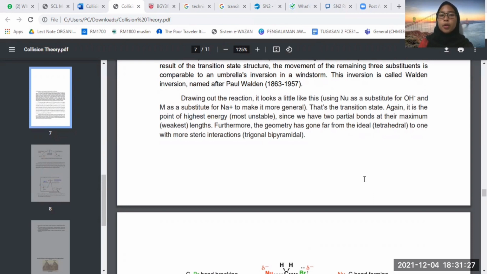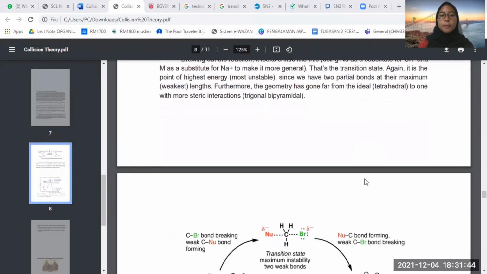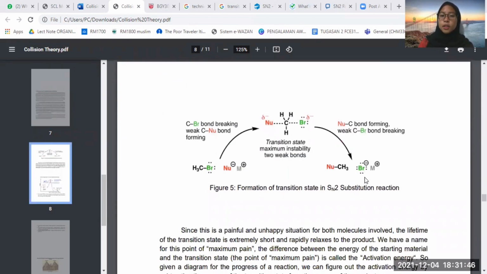Again, it is the point of highest energy which is most unstable, since we have two partial bonds at their maximum weakest length. Furthermore, the geometry has gone far from the ideal, which is tetrahedral, to one with more steady interactions, which is trigonal bipyramidal. So this is the formation of the transition state in the SN2 substitution reaction.